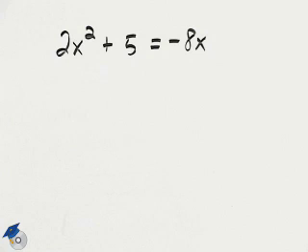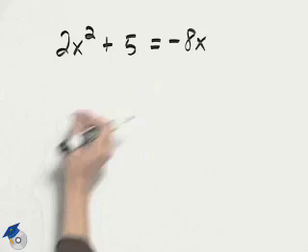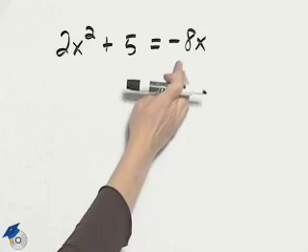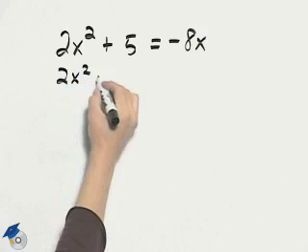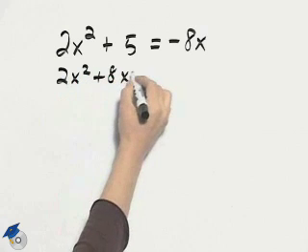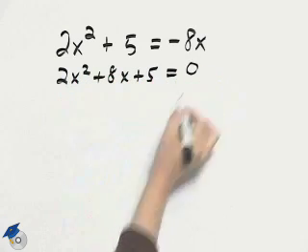We're going to use the quadratic formula to solve this equation. In order to do that, we need to make sure that it's set equal to 0. So I'm going to add 8x to both sides. I'll have 2x squared plus 8x plus 5 equals 0.